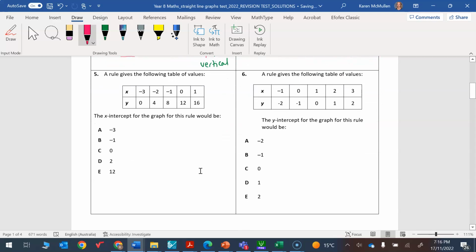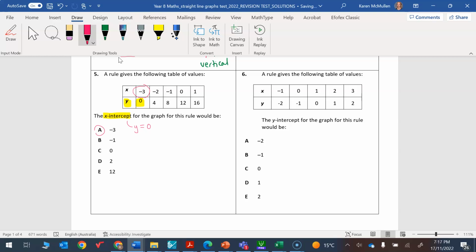All right, moving on to question 5. A rule gives the following table of values. We want the x-intercept for the graph for this rule. The x-intercept is when y is equal to 0. So you just need to look across here at y and find 0, and your corresponding x value is -3. So our answer is A, x equals -3.